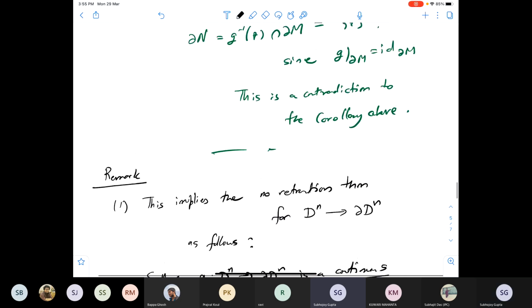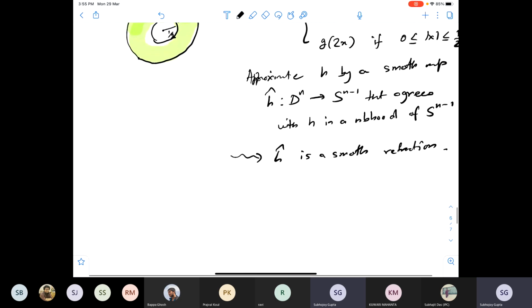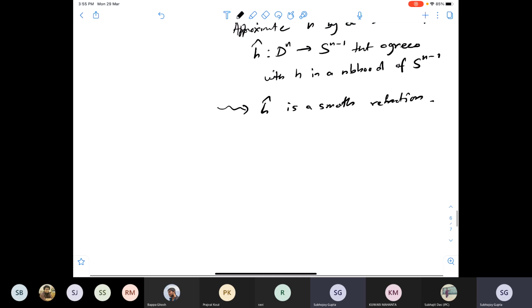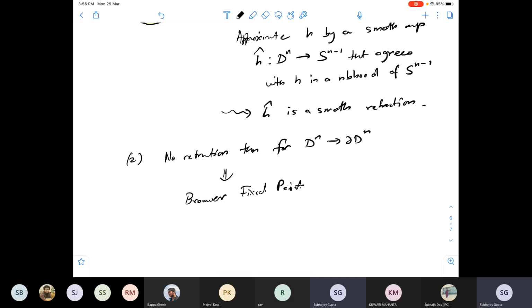So this is one remark: it's one reason why these approximation theorems are useful. The second remark is just to remind you why this no retraction theorem is useful. The no retraction theorem for D^n to the boundary of D^n, that is, no continuous retraction, implies the Brouwer fixed point theorem. This is the key ingredient in showing the Brouwer fixed point theorem, which you might have seen in algebraic topology.